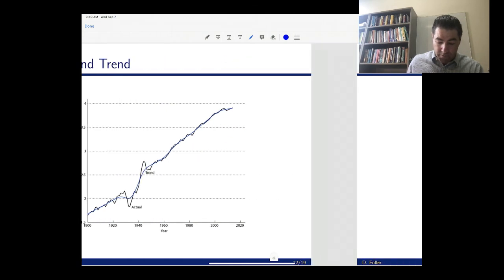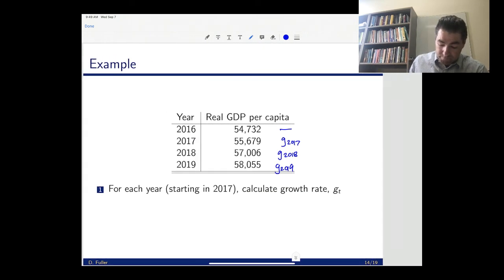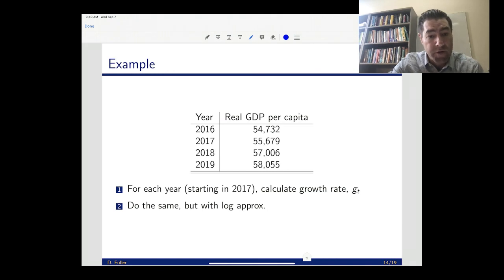All right, I want you at the end of this to work through this example and calculate the growth rate between consecutive years. So you're going to have a growth rate in 2017, 2018, and 2019. We can't do the first one because we have to subtract consecutive years. Calculate the actual growth rate, then calculate the growth rate using the log approximation, and I will post the solution, and you can compare and make sure that you've got this neat trick down.